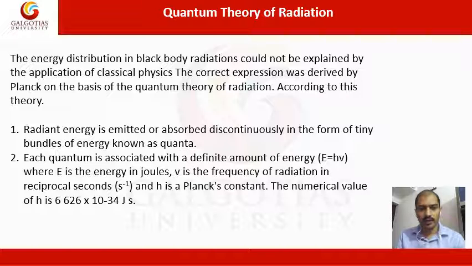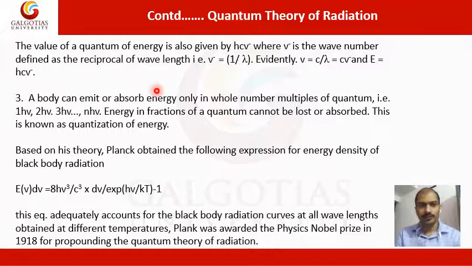So here you can see that this explanation is good for explaining the quantum nature of radiation, where energy is released in the form of quanta, not continuously. The value of quantum energy is also given by hc ν̄, where ν̄ is the wave number, which is reciprocal of, or inversely proportional to, the wavelength λ. So evidently ν = c/λ, and E = hcν̄.